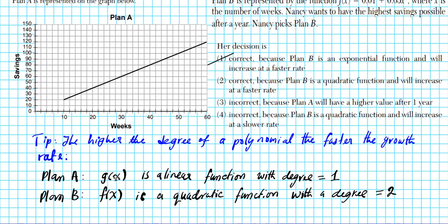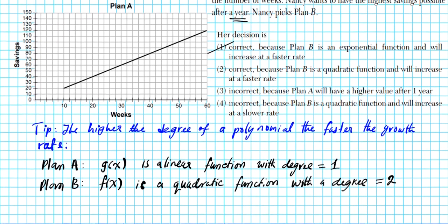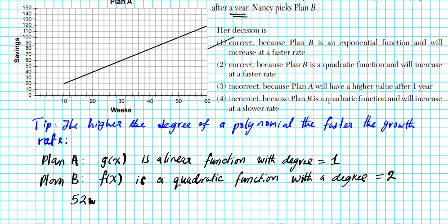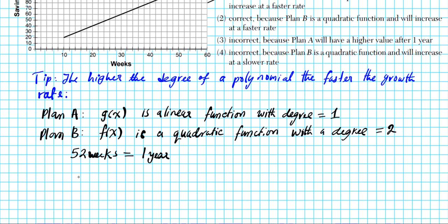Okay, so how do we know which one is greater after a year? If we have a year, how many weeks is that? You have 52 weeks in 1 year. So what we're doing next is comparing the outputs when x is equal to 52 for these two functions. Whichever is bigger will tell us if Nancy's pick is correct. Let's start with g of 52. Using plan A, what is the output after 52 weeks? What's her balance?